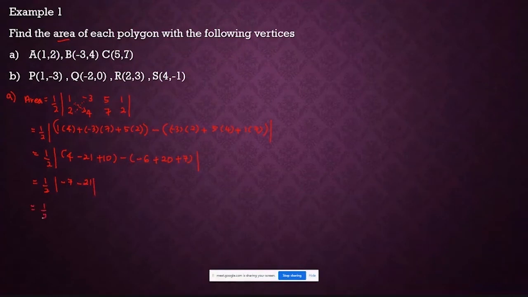So you have 1 over 2. Now you have negative sign, negative 28. But because we have modulus, it becomes positive. So 28 divided by 2, 14. So for question A, 14 units square. Okay, because area, not necessary to write the unit. Equal to 14 units square. Tak tulis pun tak apa.